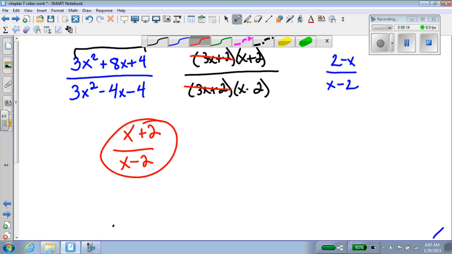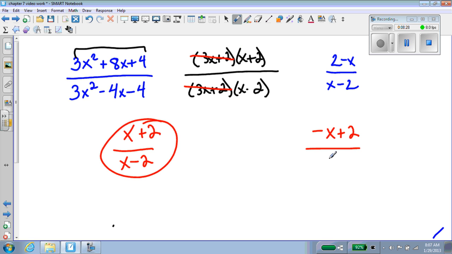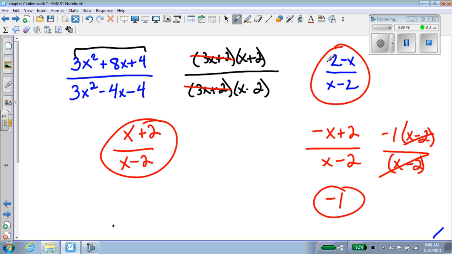Here's an interesting case. We have 2 minus x over x minus 2, and one would think, well, those are the same, or they're not the same. Actually, the numerator, if I write it in standard form, is negative x plus 2 over x minus 2, so they're not the same. But if I factor a negative 1 out of the numerator, I can turn it into x minus 2, and my denominator is x minus 2. So now those are identical. So this simplifies to negative 1. So be on the lookout for something that is not in standard form, and so we can factor out a negative 1 and perhaps make something happen.